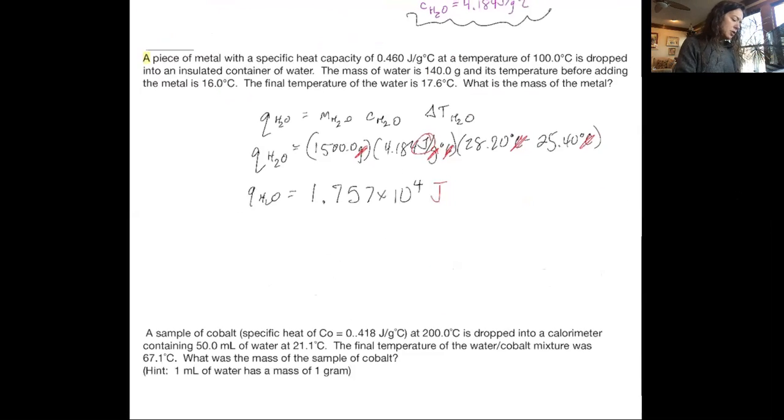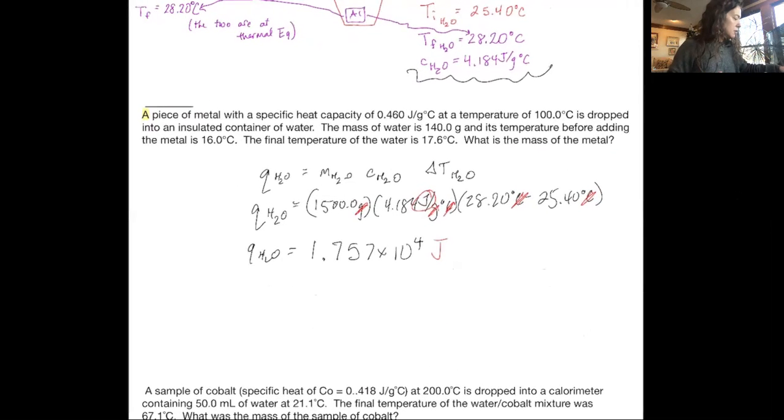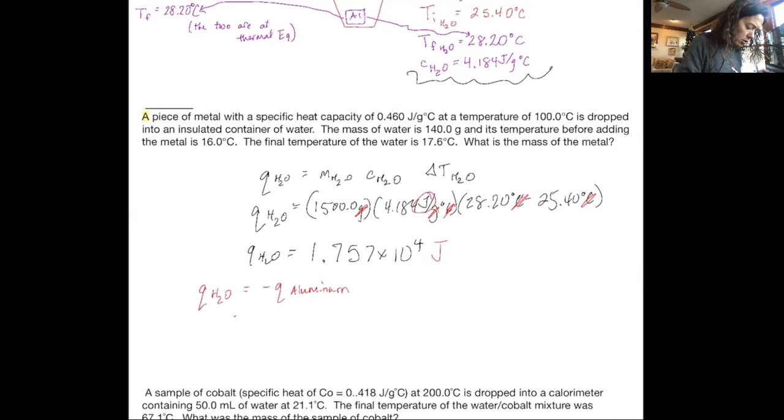We're solving for energy. That is good. Okay, now imagine it's a free response. How much energy was gained by the water, or how much energy was lost by the metal? Well, Q H2O equals negative Q aluminum, right? So the heat, this was gained by the water, right? So Q Al is the negative of that. The aluminum must have lost 1.757 times 10 to the fourth joules because the water gained 1.757 times 10 to the fourth joules.